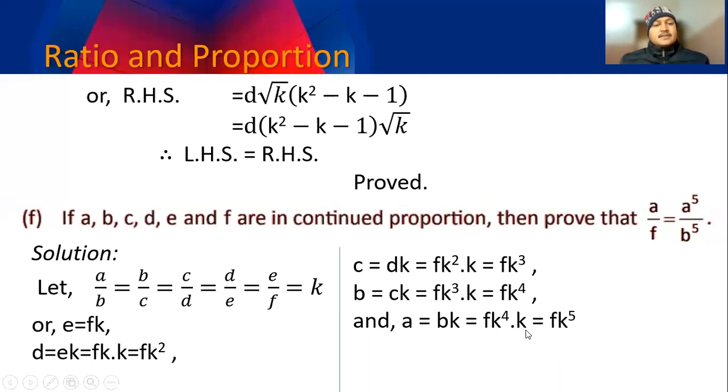Up to now, is there any confusion? No, sir. You were having confusion in the same things: where Fk square, Fk cube, Fk power 4, Fk power 5 came from. That confusion should become clear from here. Fk into k is Fk square. Again, this Fk square has to be put in place of D. The value of C, Fk cube, has to be put in place of C. Again, value of B is Fk power 4, that we have to put here in place of B.